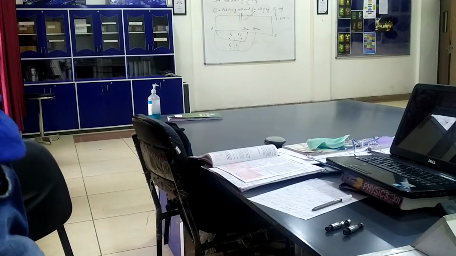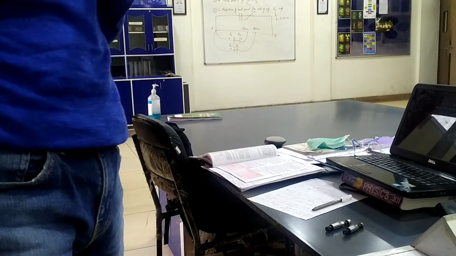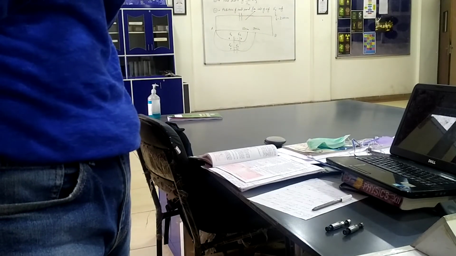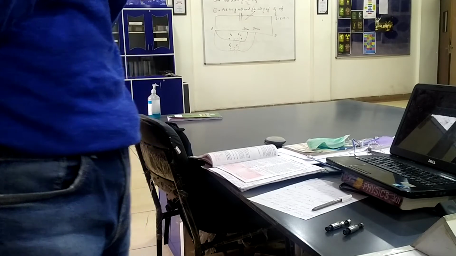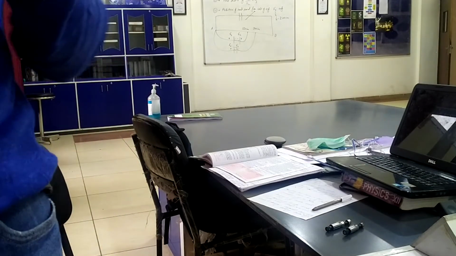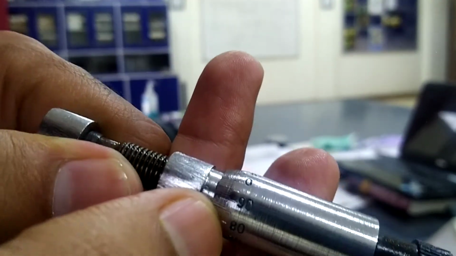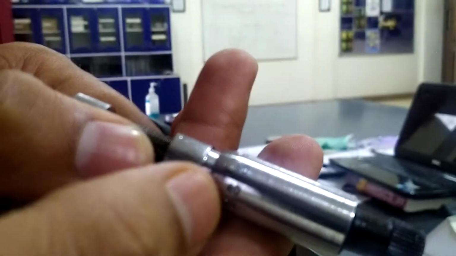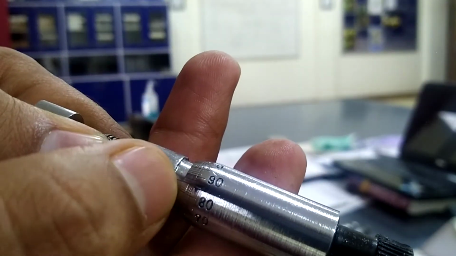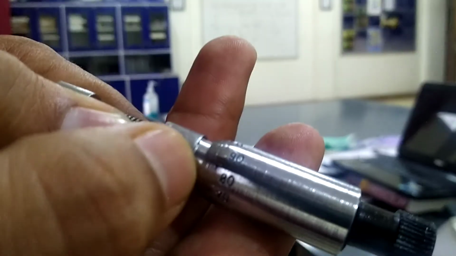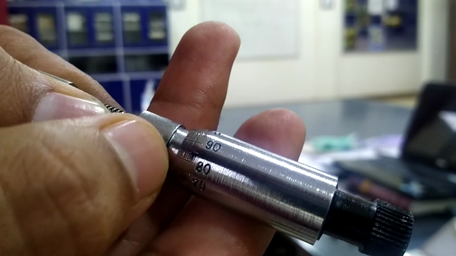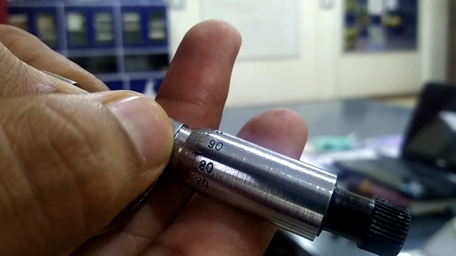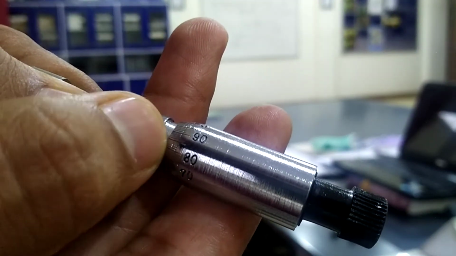Now how to calculate the negative zero error? Again you have to find the number of divisions of the circular scale which is coinciding with the 0. So around the 85th division of the circular scale reading. This is 80, this is 90, and in between, the 85th division is coinciding with the 0 of the main scale reading.